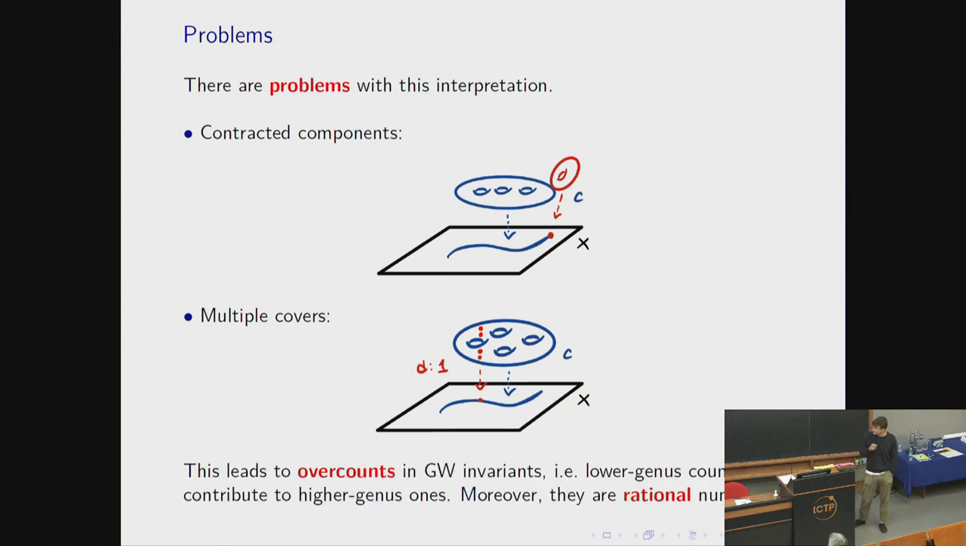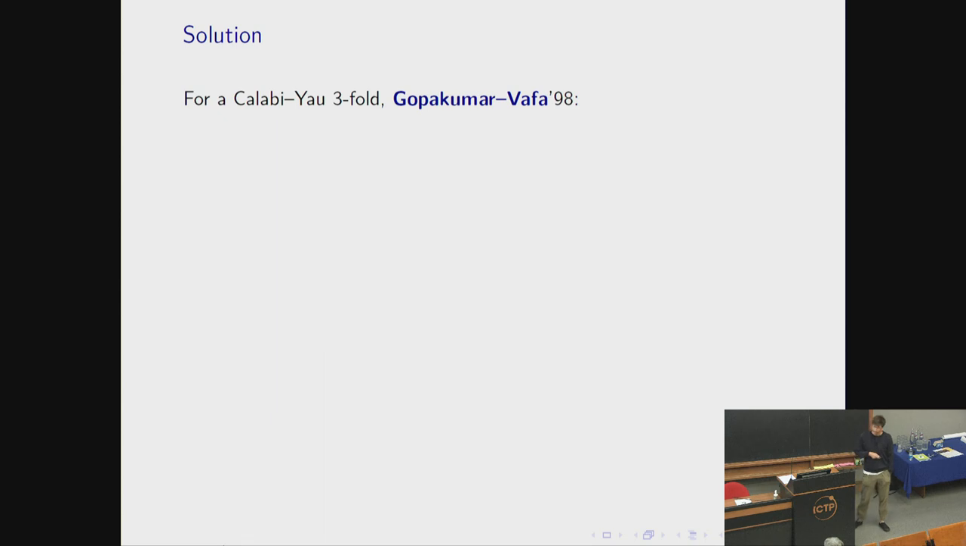The presence of these kinds of maps in the space of stable maps will geometrically lead to overcounts in Gromov-Witten invariants. In other words, lower genus counts contribute to higher genus counts. For example, in this picture, we don't count genus four curves, we count genus three curves, because one of the genus is just being contracted to a point. Moreover, since we identify maps by automorphisms, the invariants we get are rational numbers, not integers. So what is the solution to the problem? The solution for Calabi-Yau threefolds came from the paper of Gopakumar and Vafa.